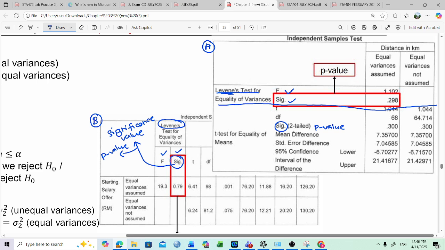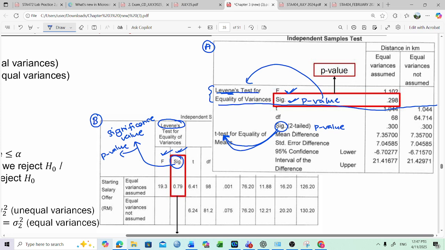The p-value here is for the t-test, which you will see in chapter 4. The one for Levene's test is only in the Levene's test part. Please look at this one. We have only two, F and p-value. So this one is the p-value for Levene's test, and this one is the p-value for the t-test. So it is different. Please be careful.